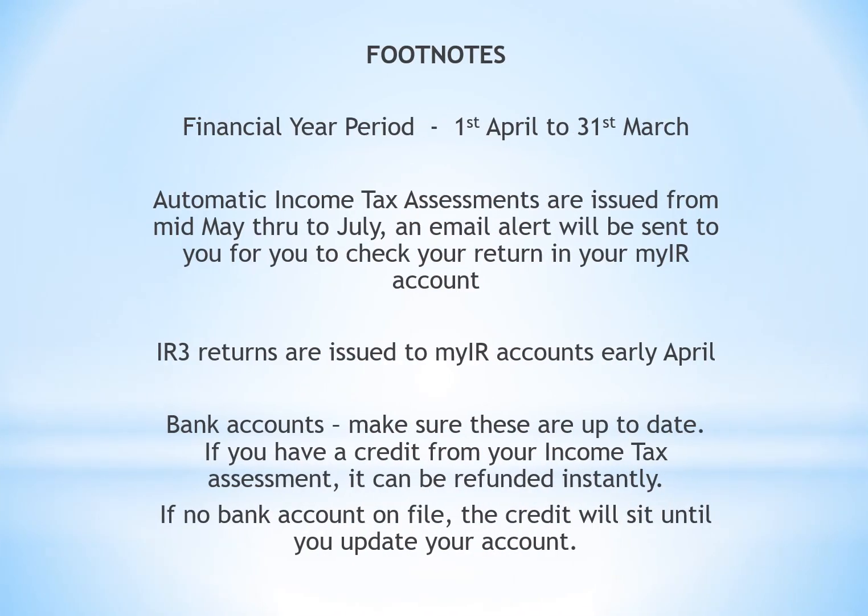Some footnotes. The financial year is from 1st of April through to the 31st of March. Automatic income tax assessments are issued from mid-May through to July. An email alert will be sent to your email for you to check your return in your MyIR account. IR3 returns are issued to MyIR accounts early April. Bank accounts, make sure these are up to date. If you have a credit from your income tax assessment, it can be refunded instantly. If there is no bank account on file, the credit will sit until you update your account.